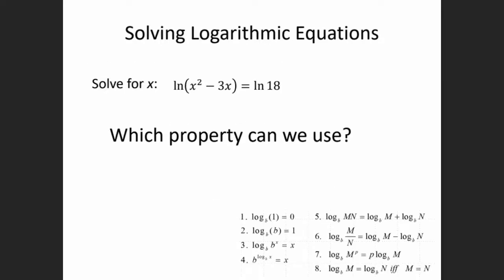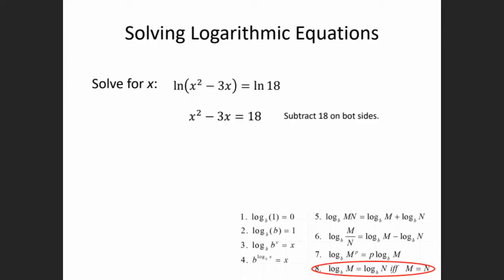All right, how about this one? Can I use my properties? Well, this is a natural log, but hopefully it's easy to see that since they are both natural logs, we can use our one-to-one property. They're both the same logs. So for us to solve for these two logs, our inputs have to be equal to each other. So again, I will set my inputs equal to each other. The x squared minus 3x is equal to 18.